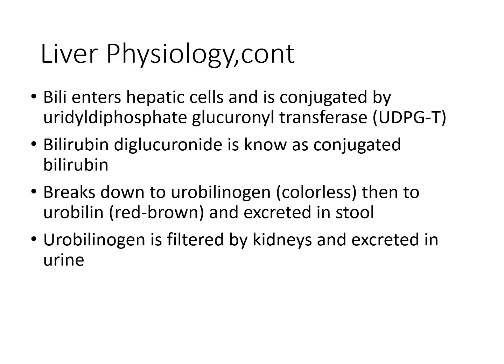Conjugated bilirubin is secreted into the bile and enters the intestine. In the intestine, it is converted by bacteria into urobilinogen, which is colorless. Urobilinogen is then further broken down to urobilin, which is red-brown in color, and that's responsible for the color of your stool. Some urobilinogen is absorbed back into the bloodstream and filtered by the kidneys and then excreted in the urine.